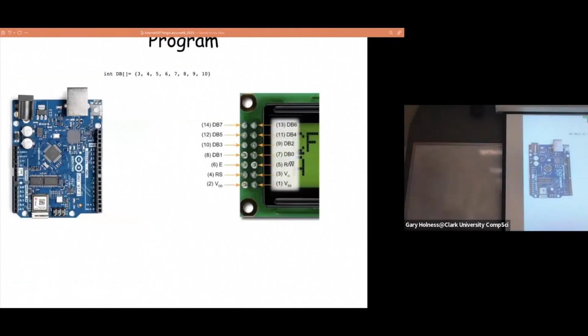Okay. And so here we have the Uno Wi-Fi revision 2 on the left, and on the right we have the pinouts for the device, our LCD display. And this is one we'll spend a little bit of time on because that seemed like a bit of a conceptual leap, and that will address your question about pins.